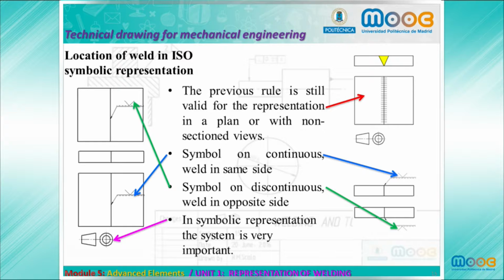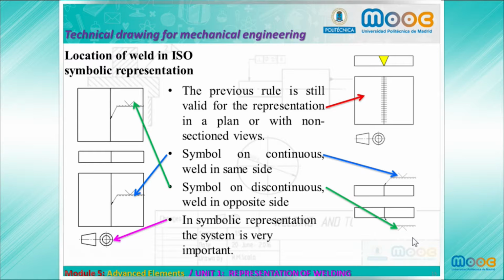This previous rule is still valid for the representation in a plan or with non-sectioned views. We have here the graphical representation. Here is the symbol lying on the continuous line, so the weld is facing to this point. In this case, we have the symbol lying on the discontinuous line. That means that the weld is facing to the opposite side of where the arrow is pointing.